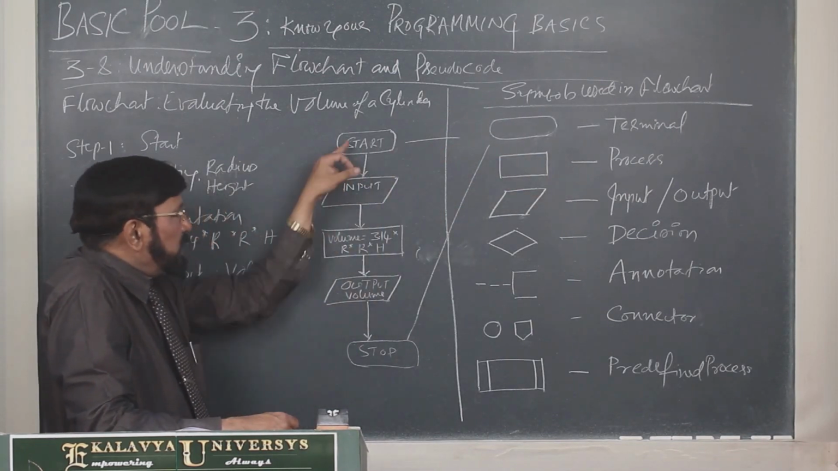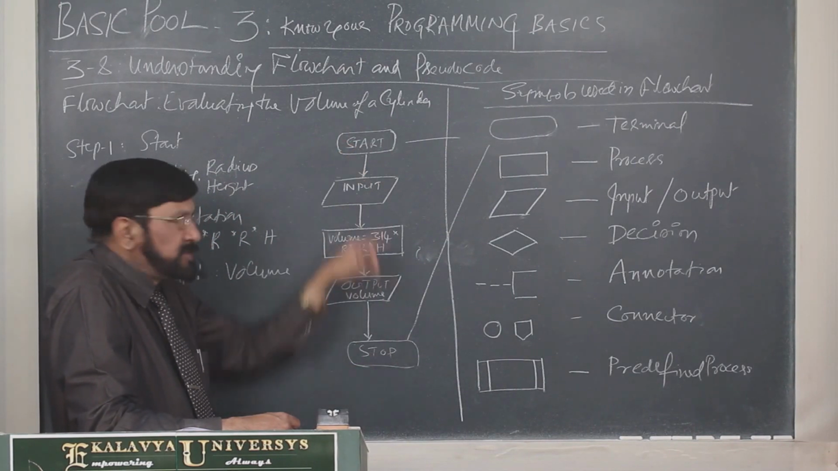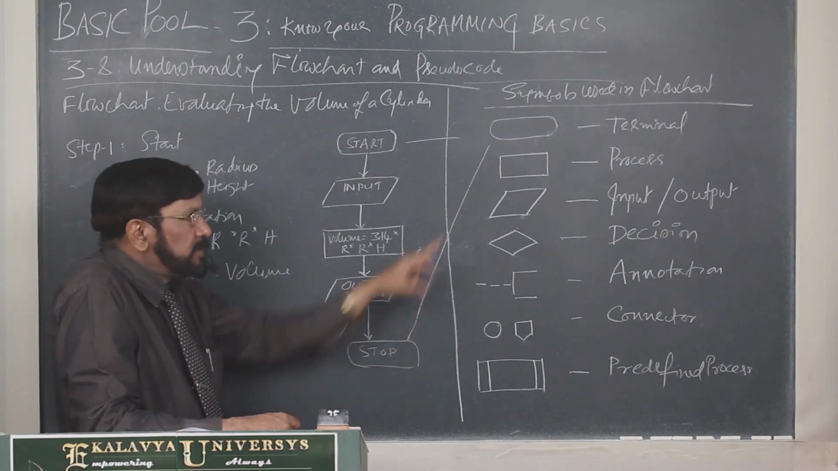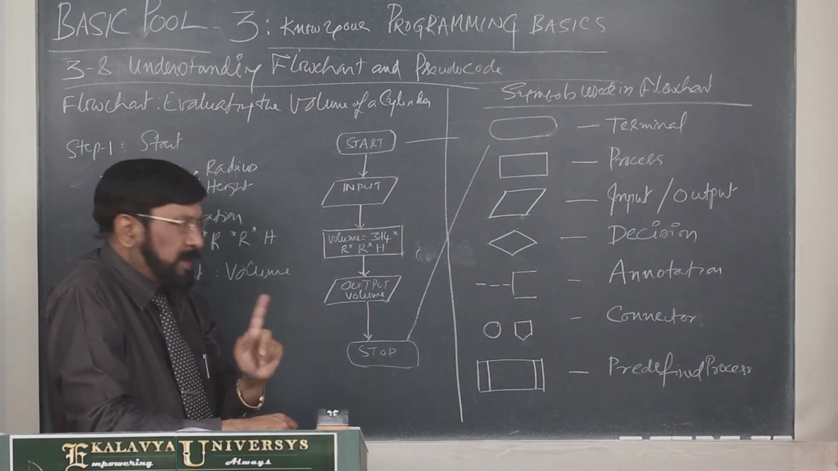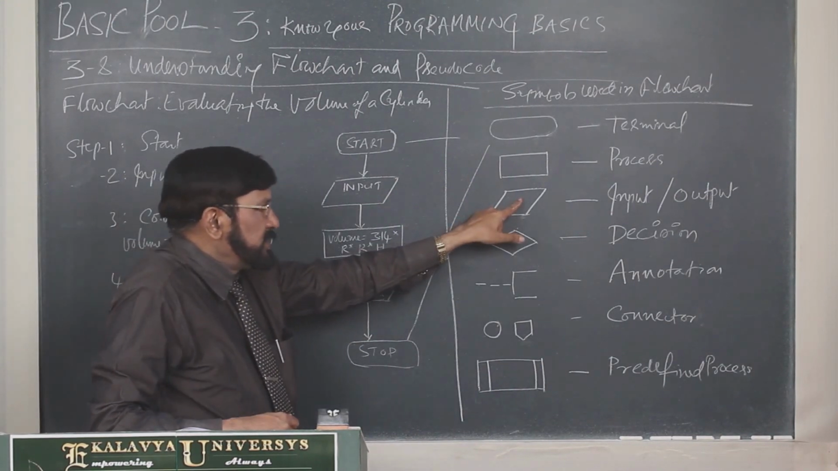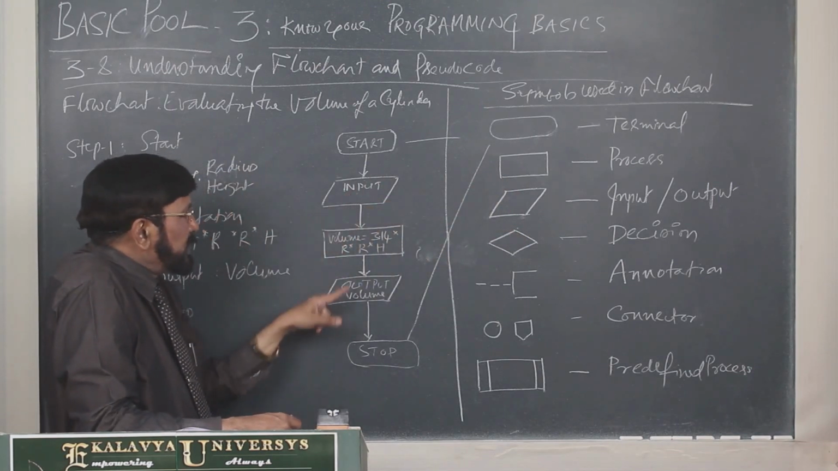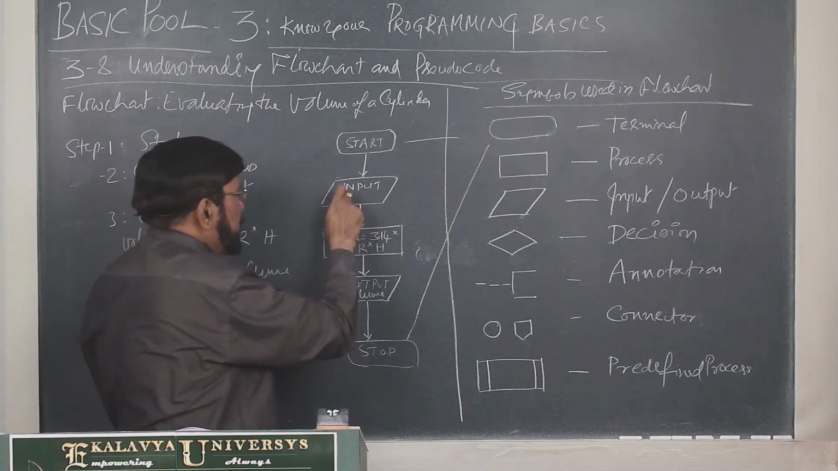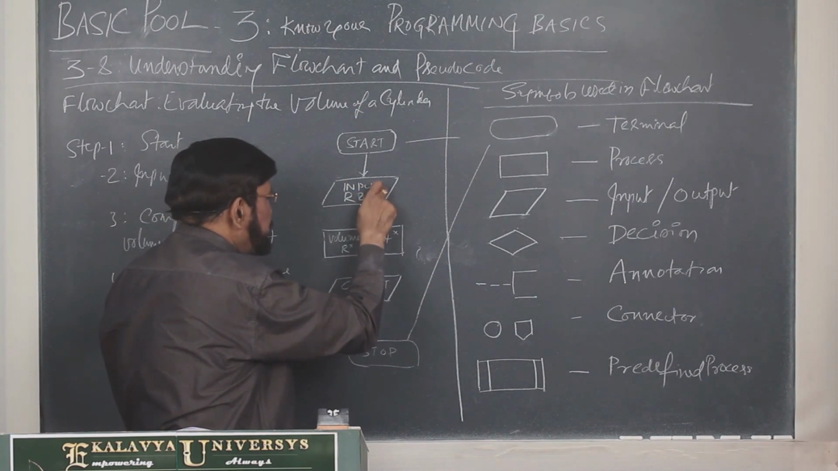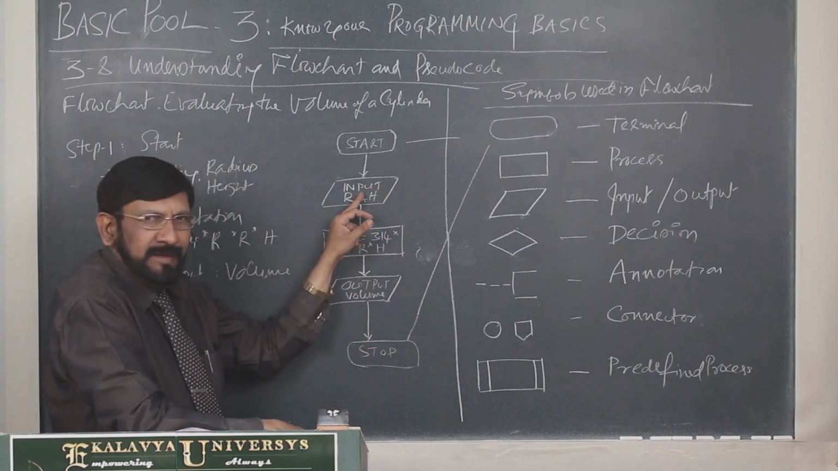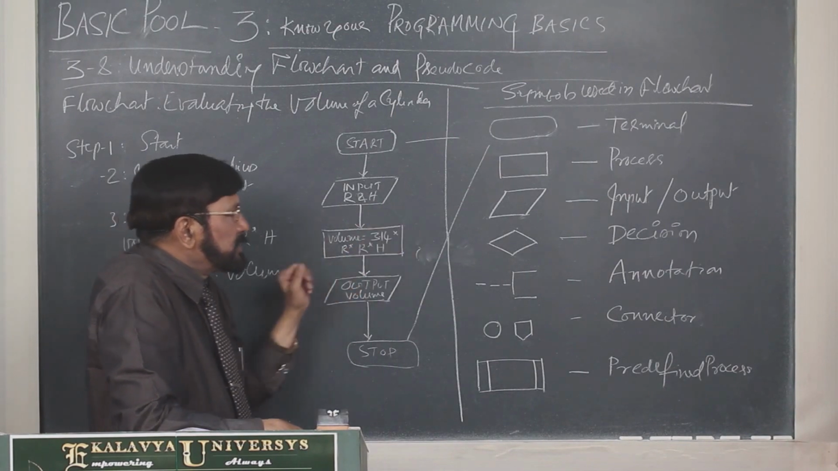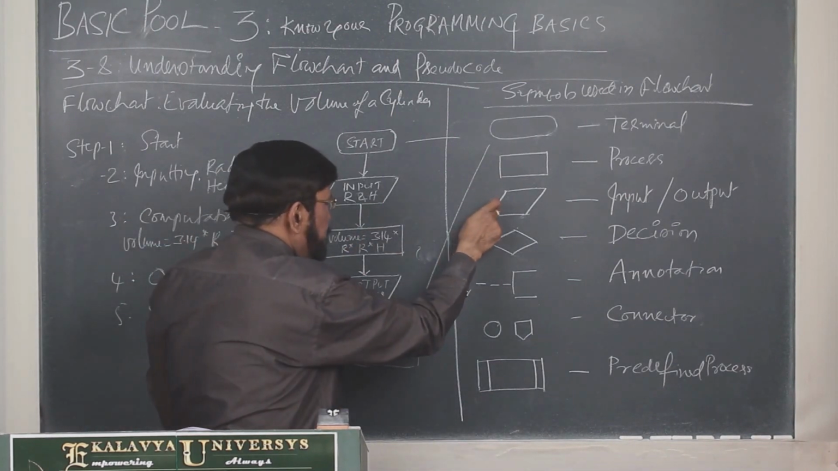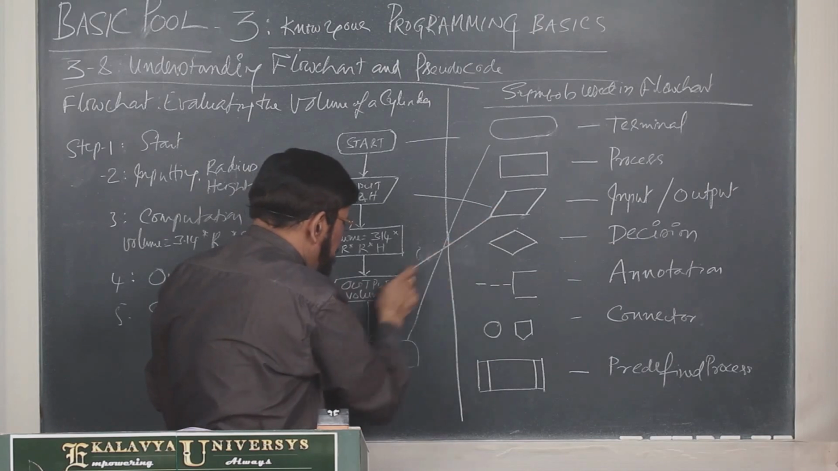Here you see, this is the terminal. In the simple program, this is a terminal. This is starting, this is ending. Same symbol we have used. Thereafter, input. For input and output, this is the symbol. Now you see, what is the input? R and H, radius and height. This we are using. Thereafter, which symbol is used? This and this.